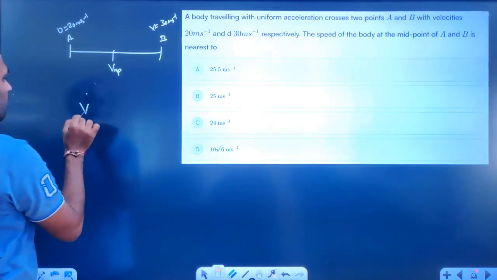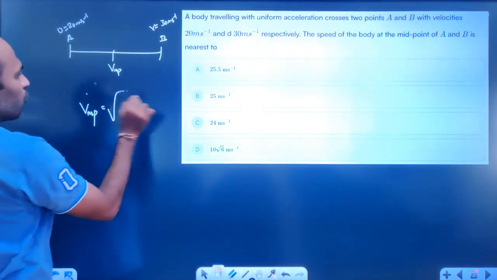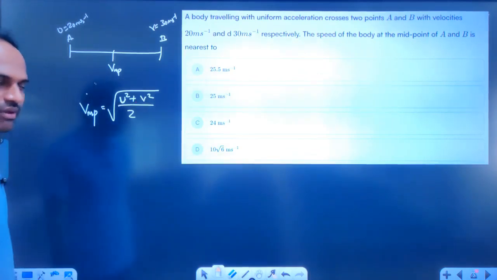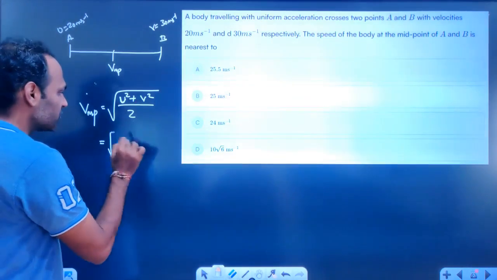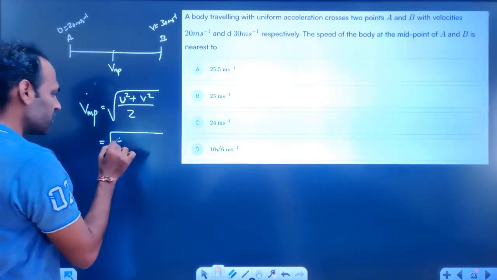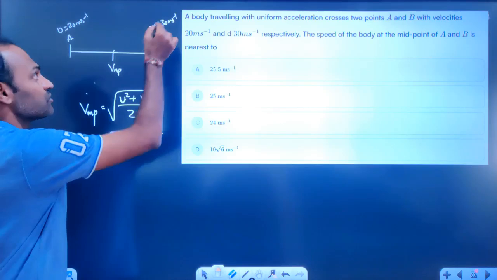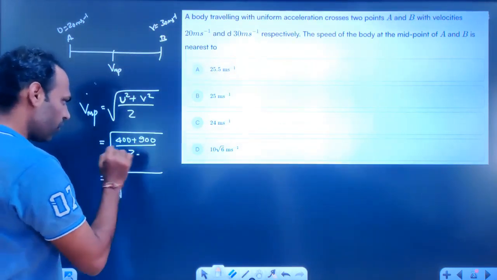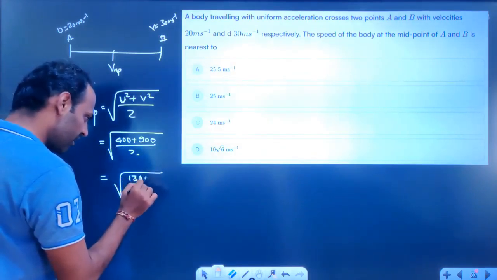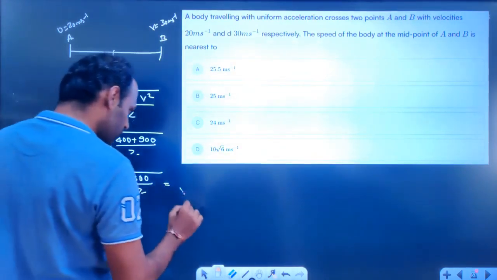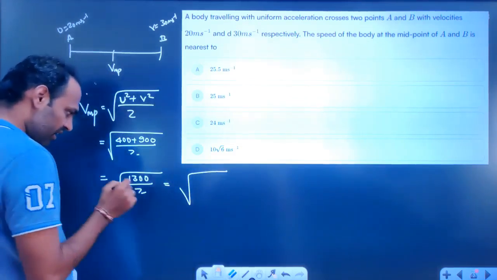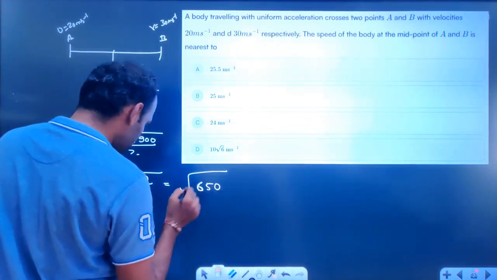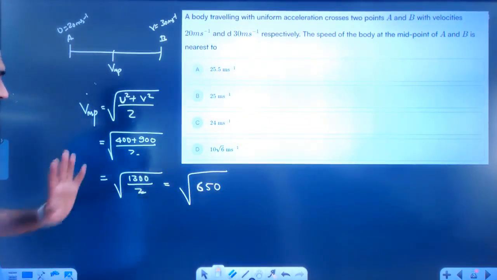So the velocity at the midpoint is given by the formula root of u square plus v square divided by 2. How much is u square? U square is 20 square, that is 400. How much is v square? V square is 30 square, that is 900. So 400 plus 900 will give you 1300. 1300 divided by 2 will be 650. 600 plus 600 will be 1200, 650 plus 650 will be 1300.